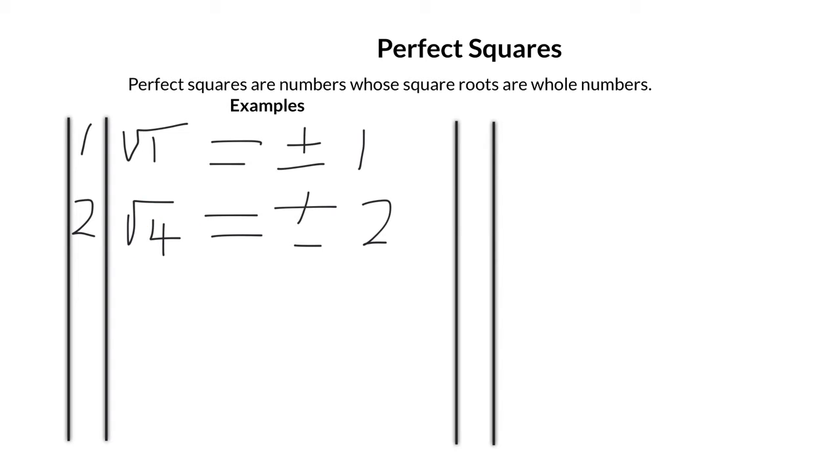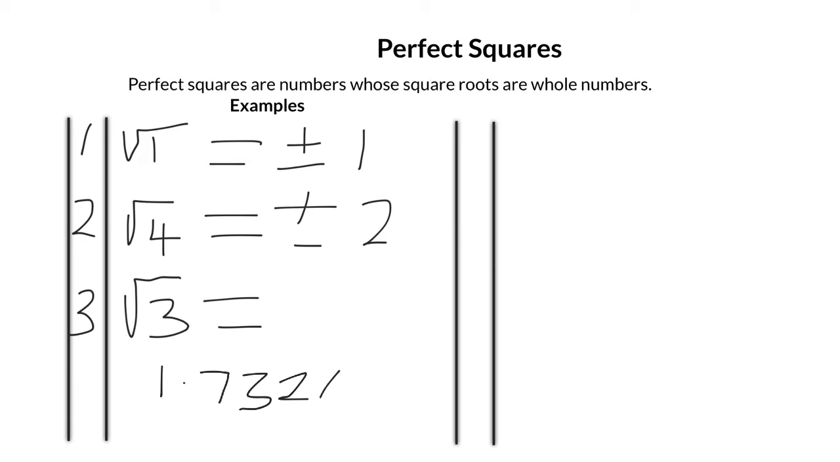Example number 3. Square root of 3. Square root of 3 will not give us a whole number. It will give us 1.732050, and so forth and so on. Now, this number, 1.732050807757, is not a whole number. Therefore, 3 is not a perfect square.